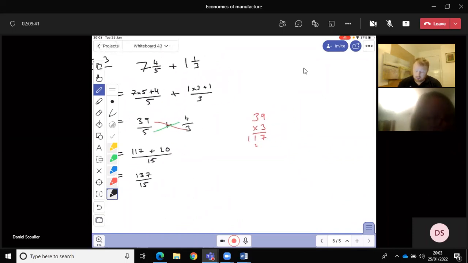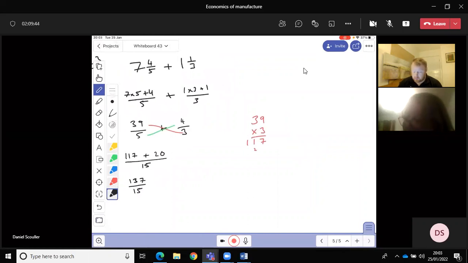Now you can write this down at the side of your exam paper. 15 times 2 is 30, times 3 is 45, 60, 75, 90, 105, 120, 135, and then 150. Okay, so we're looking for 137.